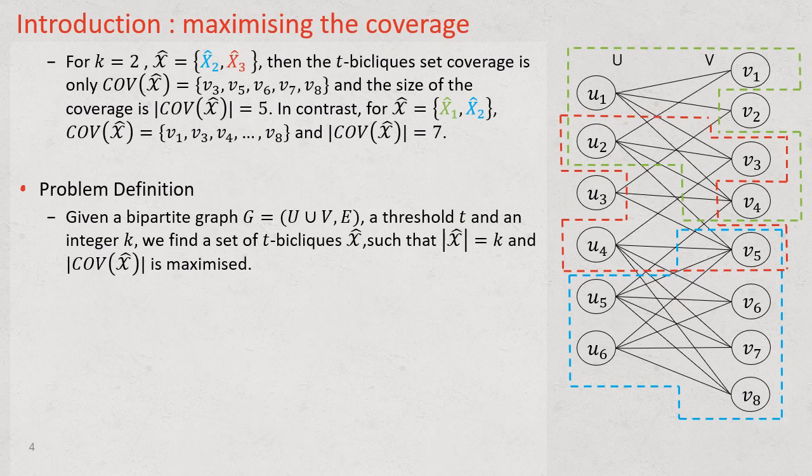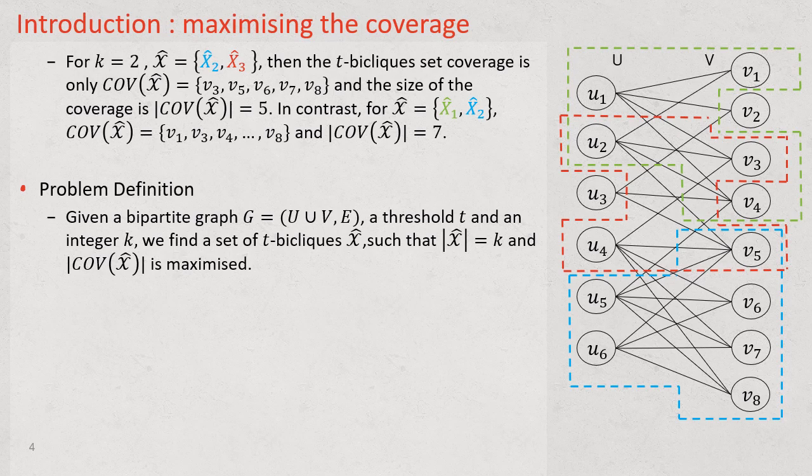Next, we discuss some examples for better understanding of the t-Biclique set coverage. Let us consider two Bicliques, that is x2 and x3. Their corresponding vertices are inscribed within the dashed polygon, blue and green, as shown in the adjacent figure. Now we can observe that the t-Biclique set coverage for x2 and x3 contains v3, v5, v6, v7 and v8 with the total t-Biclique coverage size of 5. In contrast, for the set of t-Bicliques with x1 and x2, the t-Biclique set coverage contains v1, v3, v4 till v8, that is, the total size of set coverage is 7, which is greater than that of x2 and x3 since there is less overlapping.